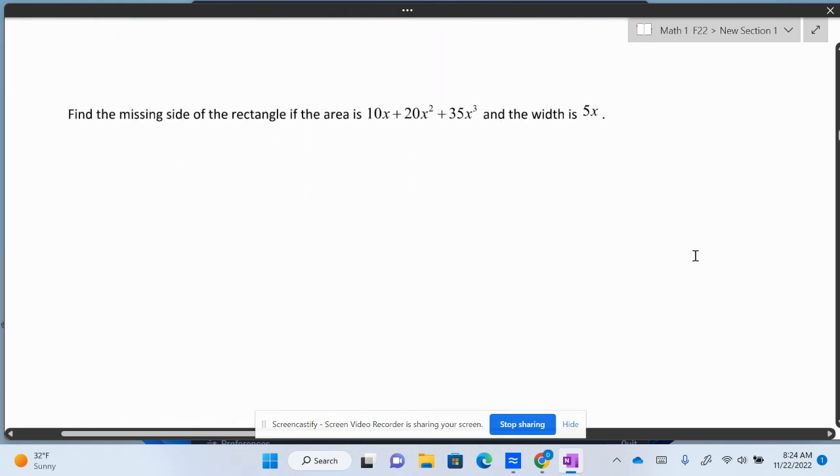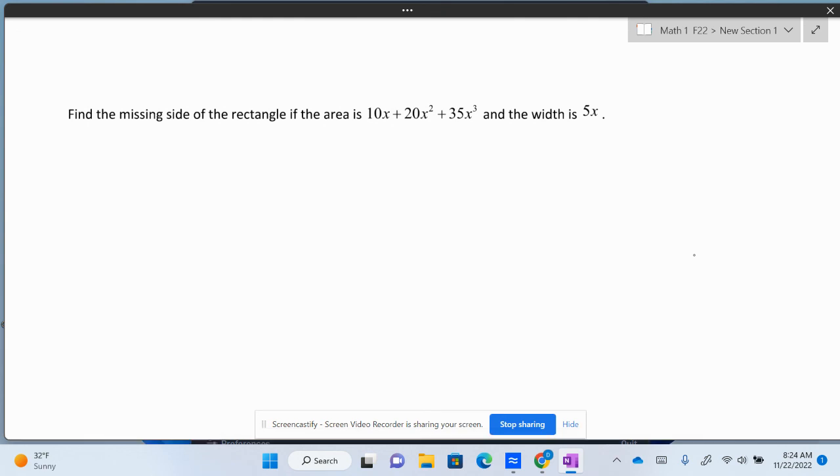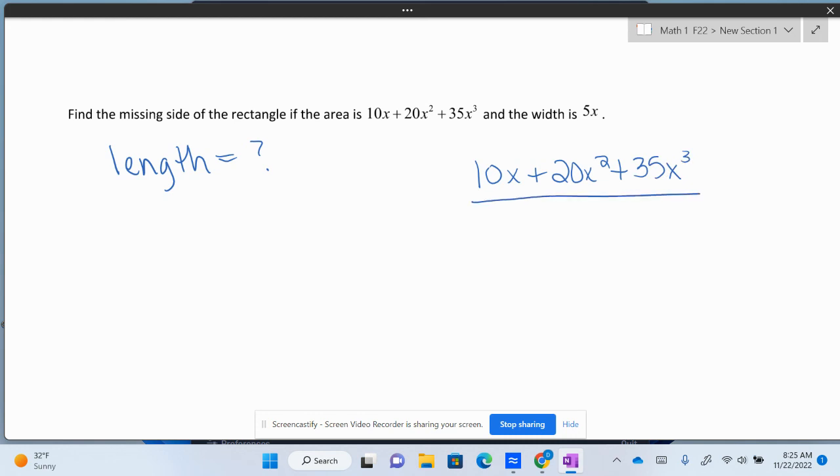It says, find the missing side of a rectangle if the area is 10x plus 20x squared plus 35x cubed with a width of 5x. So we're trying to find the length. That's what we're trying to find. We don't know what that is. So if I want to find the length, I can take the area, which is 10x plus 20x squared plus 35x cubed, and I can divide that by the width, which is 5x.